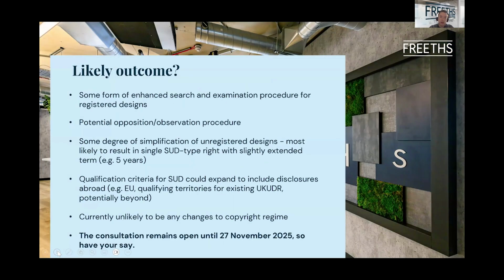So the likely outcome from this consultation and the elements that I've covered today, I think we are going to get some form of enhanced search and examination procedure for registered designs. The question is what that looks like, whether that's at the IPO's discretion, a blanket procedure for all designs, and whether we're looking at novelty or novelty and individual character. I think we are probably going to get some form of opposition or observation procedure. My view is that an observation procedure would probably be enough. I don't think we need to add the complexity and the delay of a series of different opposition procedures, but it remains to be seen where the government lands on that.